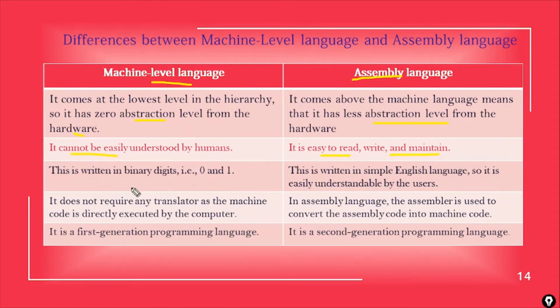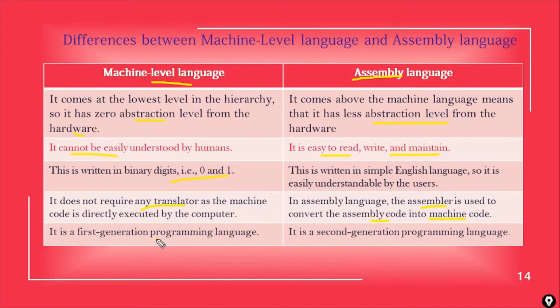Machine level language is written using only the binary digits 0 and 1. Assembly language is written in simple English, so it is easily understandable by users. Machine language does not require any translator, as the machine code is directly executed by the computer. Assembly language requires assemblers, which are used to convert the assembly code into machine code.